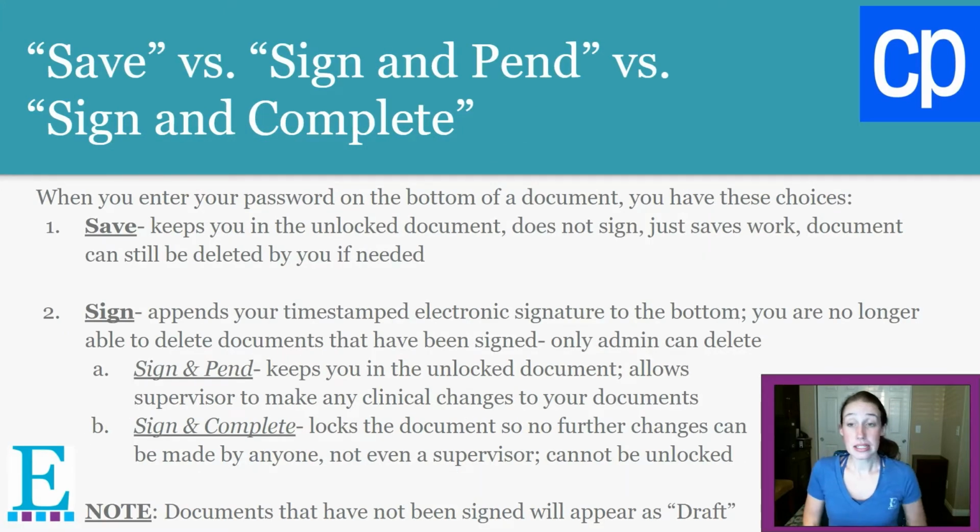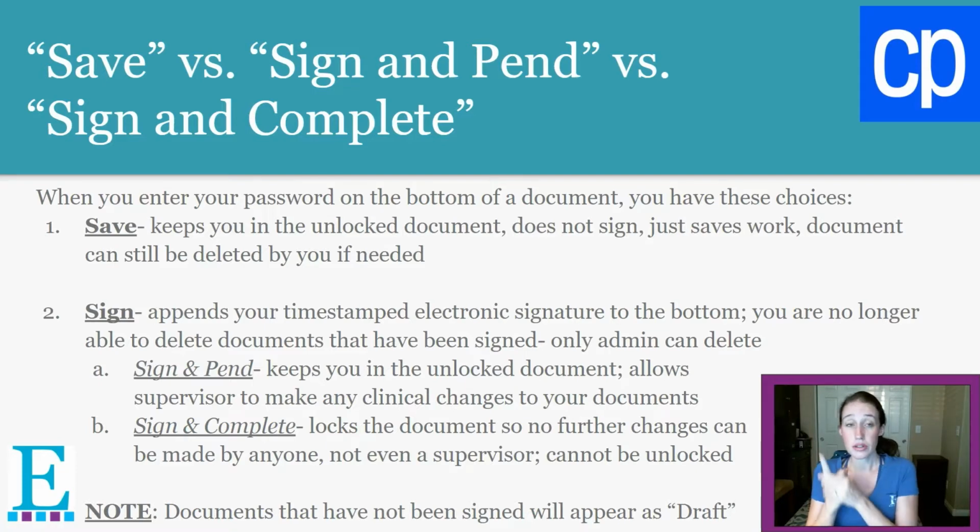So there's a couple of differences. At the bottom, you'll see options of save, sign and append, and sign and complete. So when you enter your password, if you click save, it does not actually lock it in any way. It's just saving it, and you don't actually have to sign your name in order to save it. You can just click save, and if you want to delete a document even after you've clicked save, then you can still delete it. Once you sign it, it's going to put your time-stamped electronic signature at the bottom. You can't delete those. Only an administrator can delete those after you have signed it.